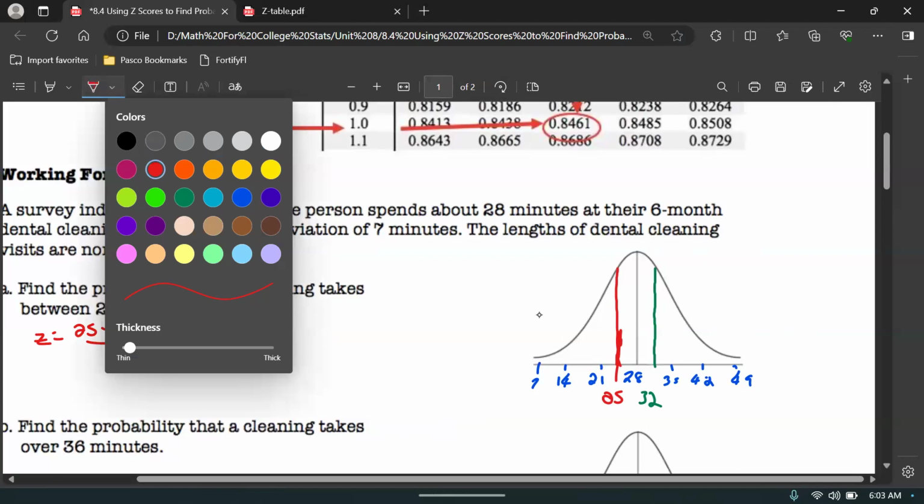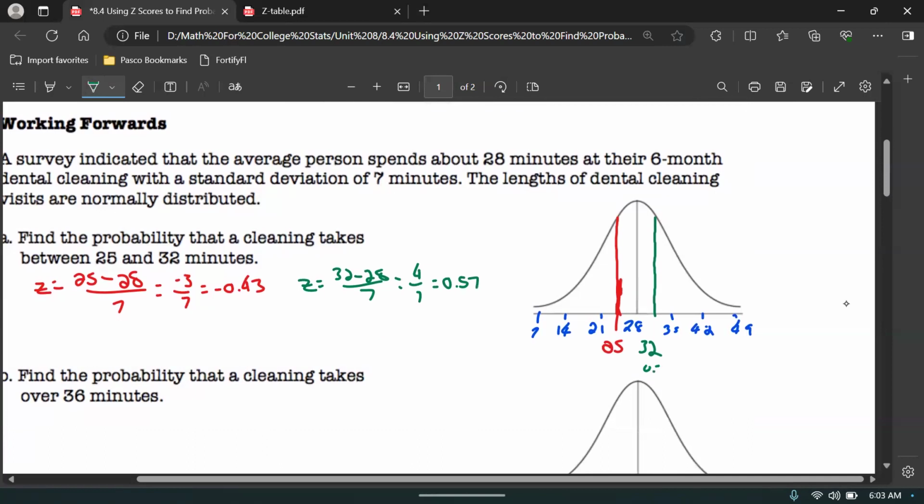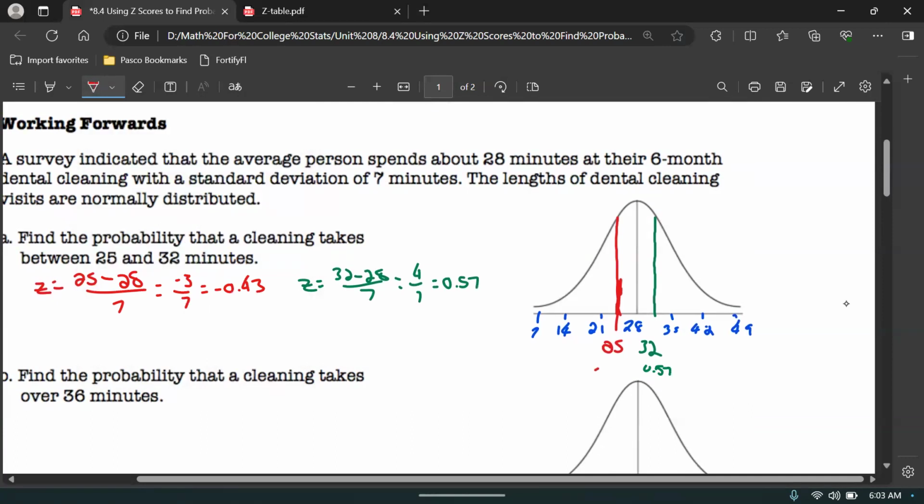All right, we're going to come back to that in just a second. Let's go ahead and get the z-score of the one at 32 as well. So z equals 32 minus 28 divided by 7. Again, it's the x value minus the mean divided by the standard deviation. So this comes out to 4/7, and 4/7 is 0.57. These z-scores translate to standard deviations: 32 is 0.57 standard deviations above the mean, and 25 is 0.43 standard deviations below the mean.